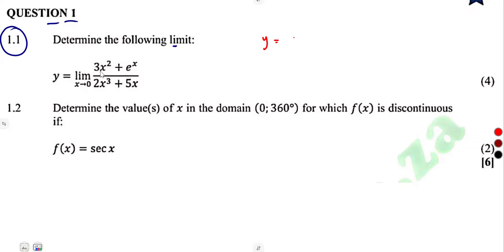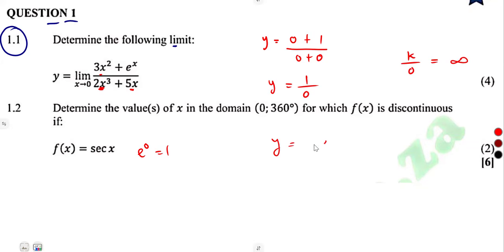So that was going to be a 0 here plus e to the exponent of 0 is 1. Any number to the power of 0 is 1. Everything over what? That's a 0 here plus that's a 0 again. 5 times 0, that's a 0. So meaning to say, we are going to have 0 plus 1, which is 1, over 0. Remember that a constant over 0 gives us what? Infinite. So this is what you're going to have.